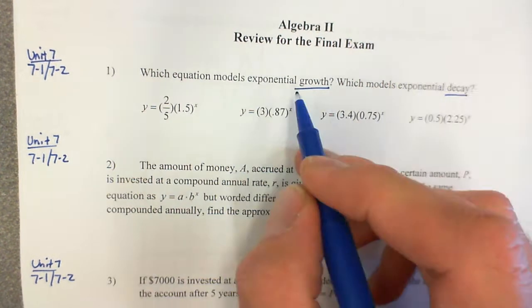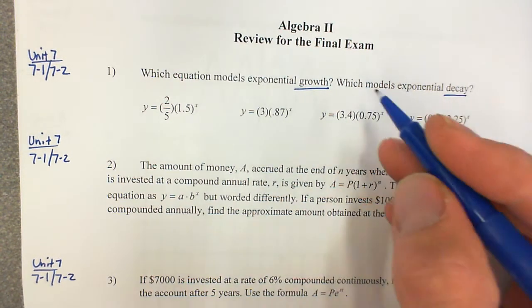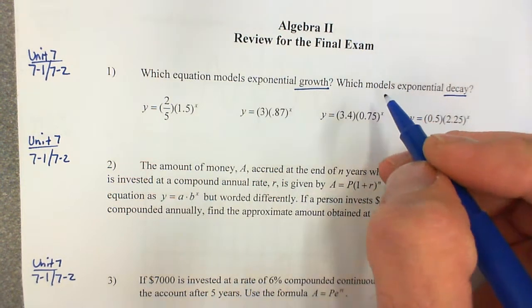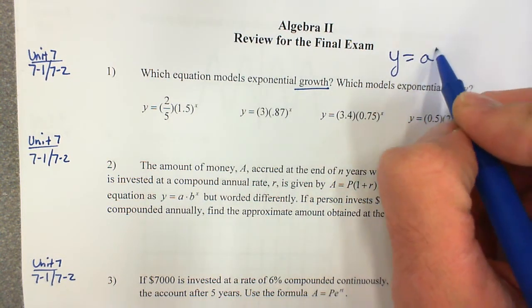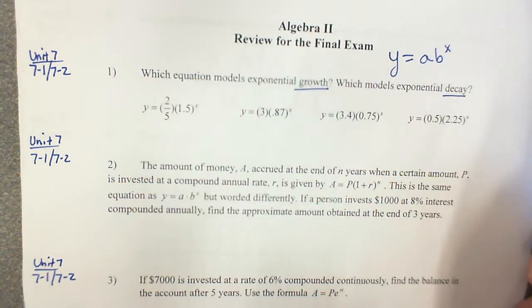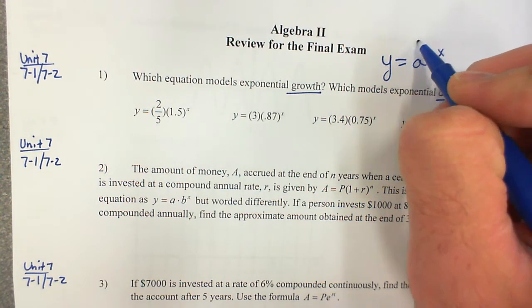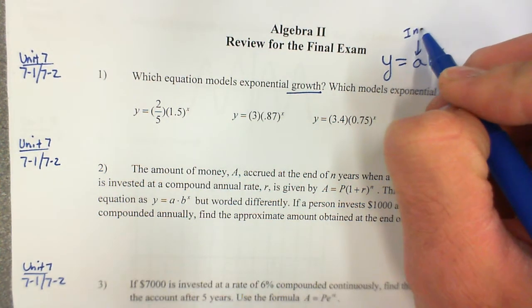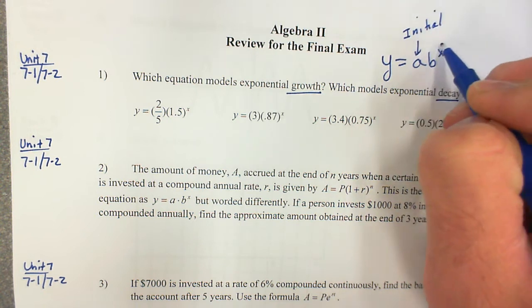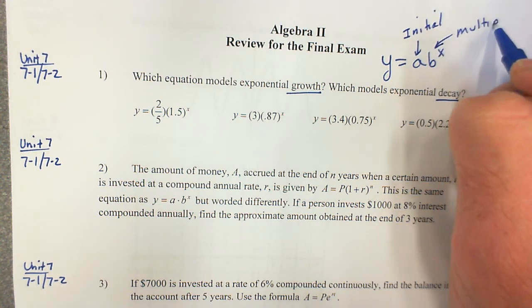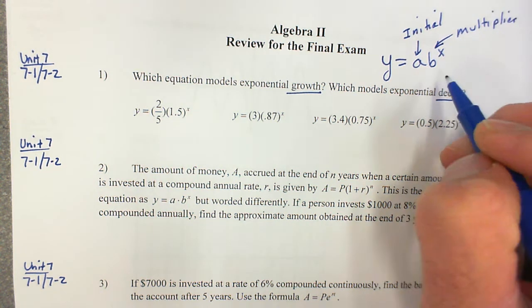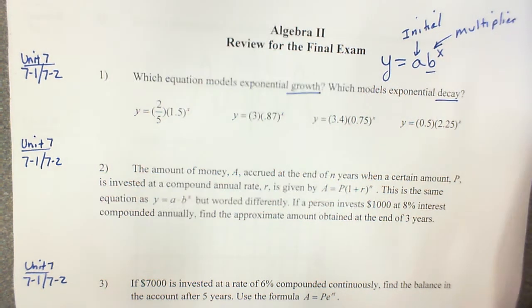Okay, so we just want growth or decay. So to answer these questions, you're using y equals ab to the x. So we're going to take some initial value. This is your initial value. And b is your multiplier. Okay, so b is what your main focus is going to be on.